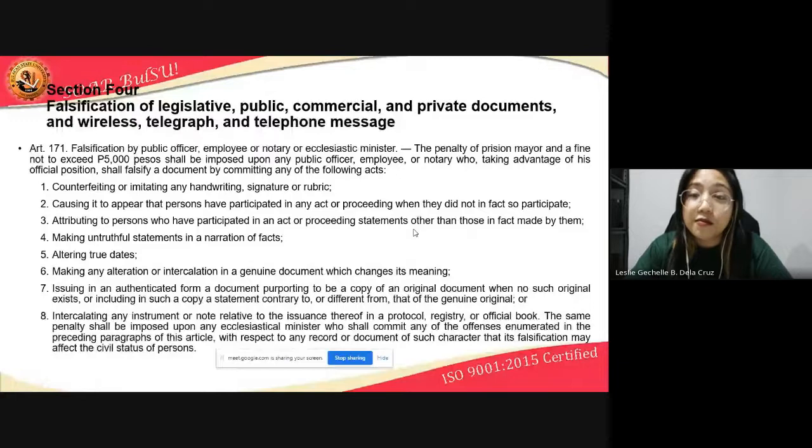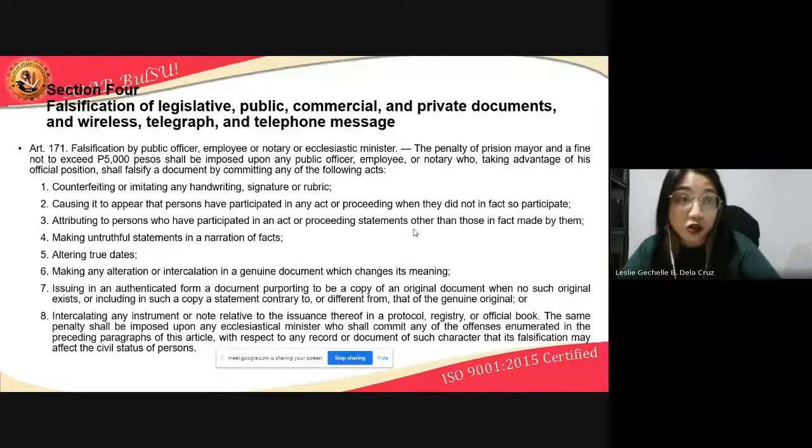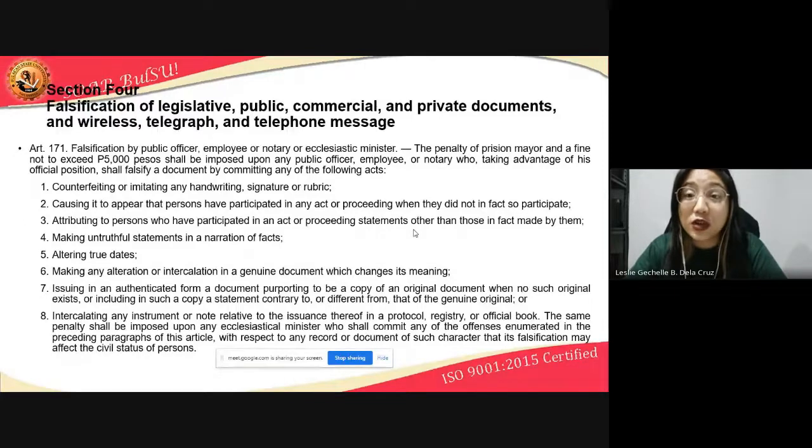Falsification by public officer, employee, or notary, or ecclesiastic minister, Article 171. Ito yung mga nag-i-issue ng public documents. The penalty of prison mayor and a fine not to exceed 5,000 pesos shall be imposed upon any public officer, employee, or notary who, taking advantage of his official position, shall falsify a document by committing any of the following acts: counterfeiting or imitating any handwriting, signature, or rubric. May ginamit kang pirma, ginamit kang handwriting, kinokopya mo yung sulat ng iba.